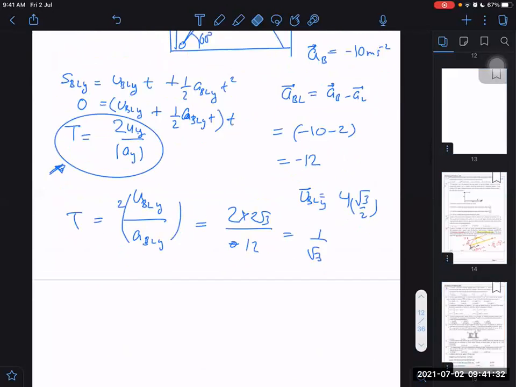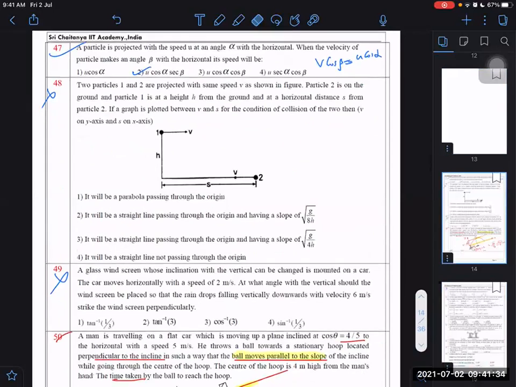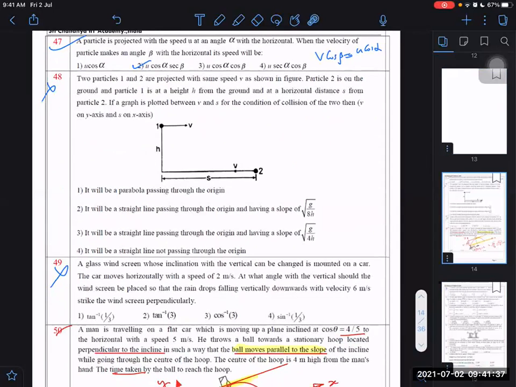This question, you understood, 1 by root 3. Yes, sir, that is over. Then after that, 47 I have done many times in the class. V cos beta is equal to u cos alpha, because that is the velocity it makes when the angle made is beta.